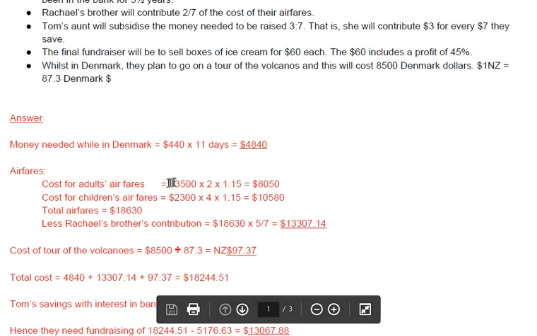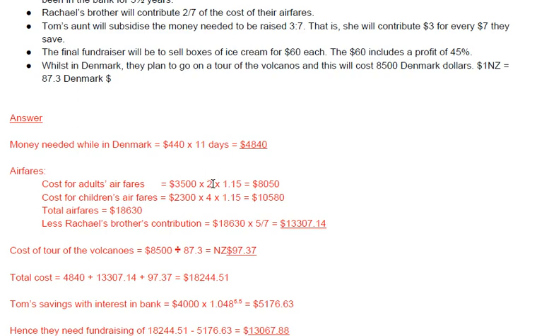So if we just scroll down, the cost of adults airfares are 3,500 times 2 times 1.15, and how we get this 1.15 is it's a little bit more than 1 times 3,500. That's where you get this 15% here. That will give you the total adult airfare of $8,050.